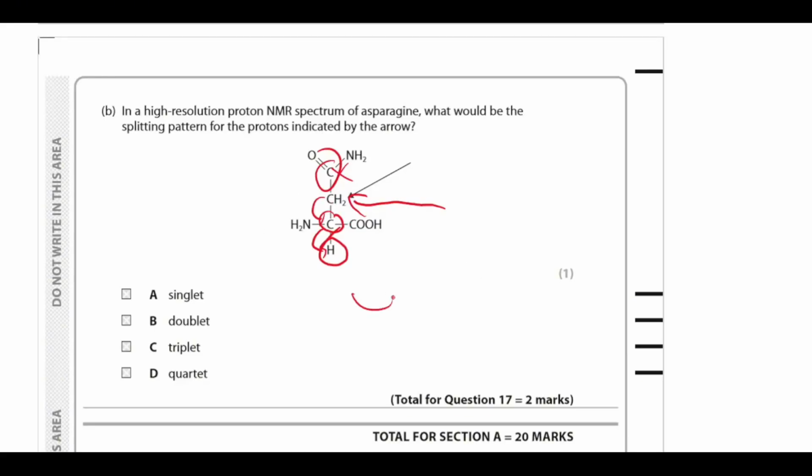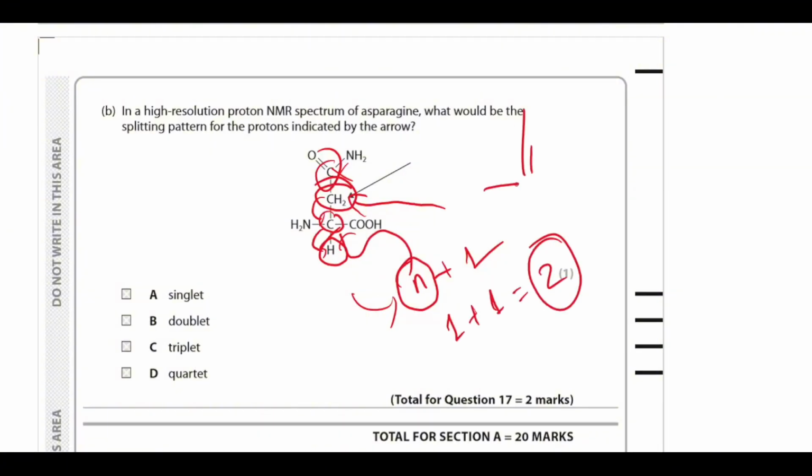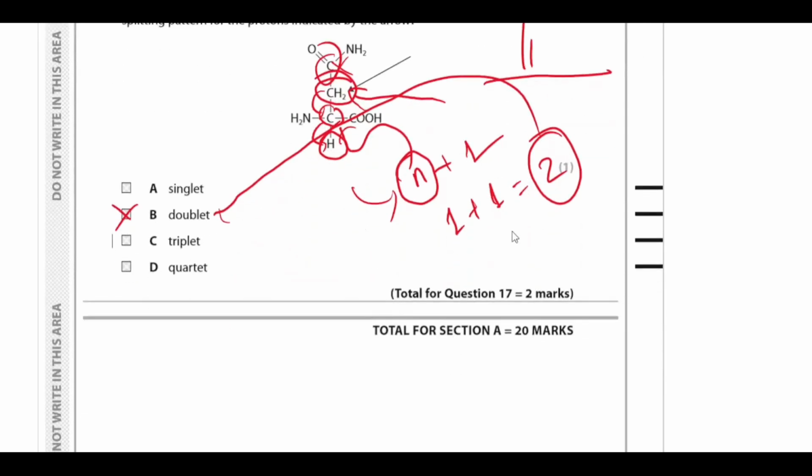So we can use the n plus 1 rule, which says what? n is the number of hydrogen atoms attached to the adjacent carbon of the analyzed hydrogen environment. We know that this one has 1, so 1 plus 1 would be 2. Basically, there are going to be 2 peaks in total in the high resolution NMR spectrum, which corresponds to option B, doublet. So doublet would be the correct answer. Okay, along with that, our section A is complete.